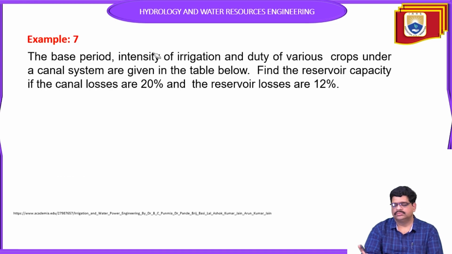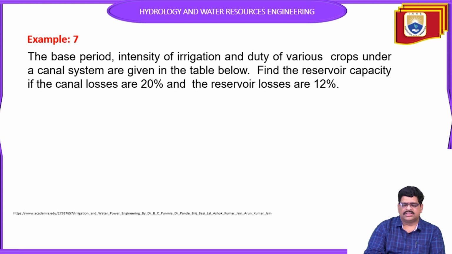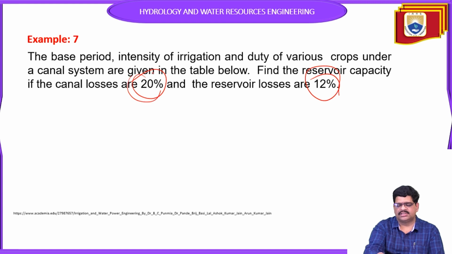See, another problem is also there. The base period, the intensity of irrigation and duty of the various crops under the canal system are given in the table below. Find the reservoir capacity if the canal losses are 20% and the reservoir losses are 12%.